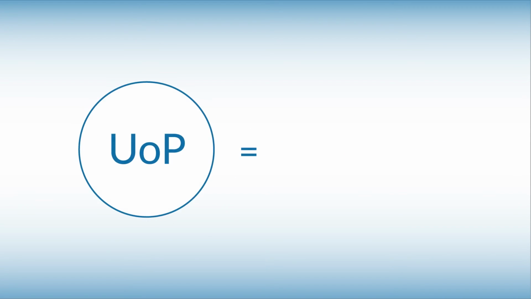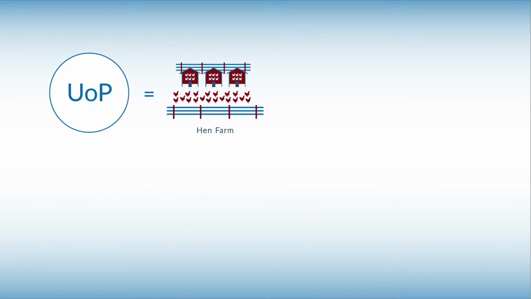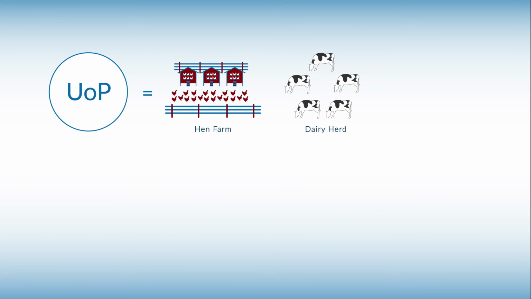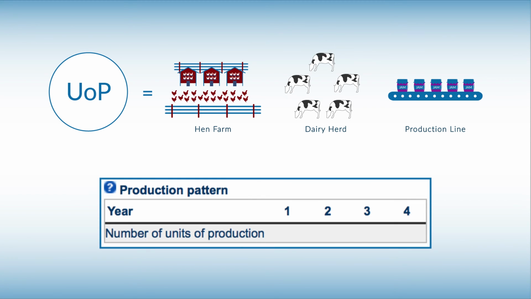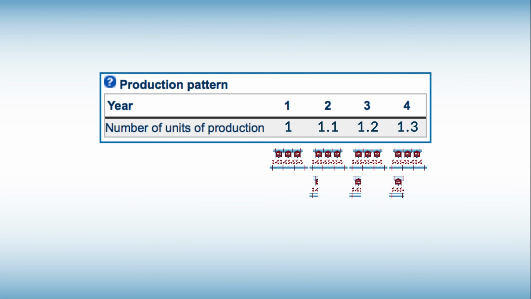On the other hand, the entire operation could be selected as a unit of production. But although it may render some of the cost calculations easier, this choice, like in the dairy herd or the production lines, would make changes throughout the production pattern difficult. If the project starts with a complete poultry operation, which grows over time, you would then have to have 1.1 operations in year 2, 1.2 operations in year 3, and so forth.